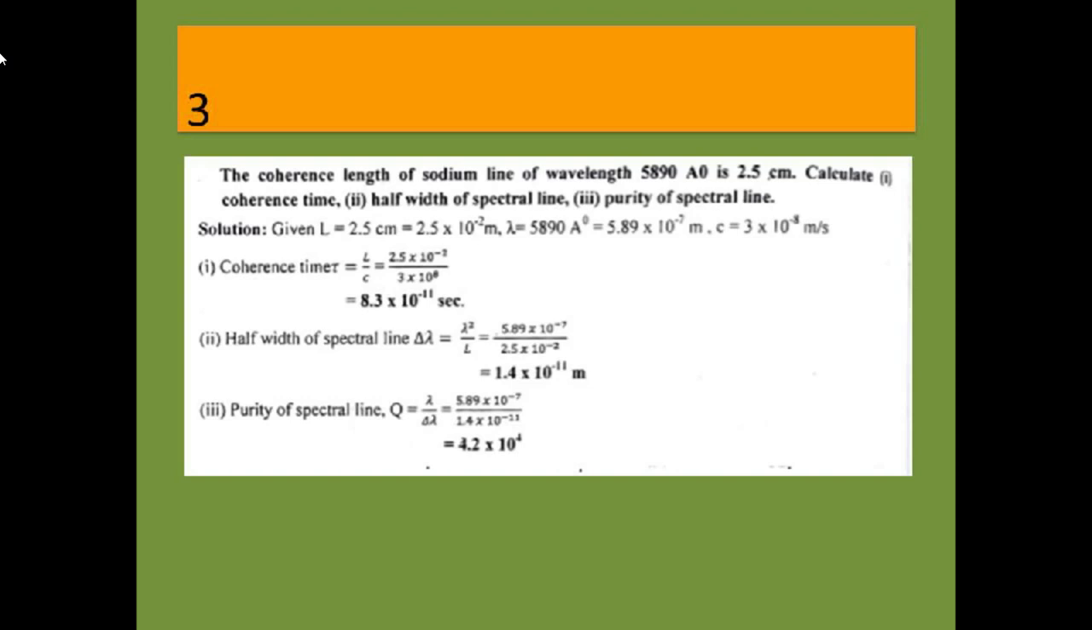Lambda is 5.89 into 10 to the power minus 7, and del lambda is equal to 1.4 into 10 to the power minus 11, which you will get. The answer is 4.2 into 10 to the power 4. That is the purity of spectral light.